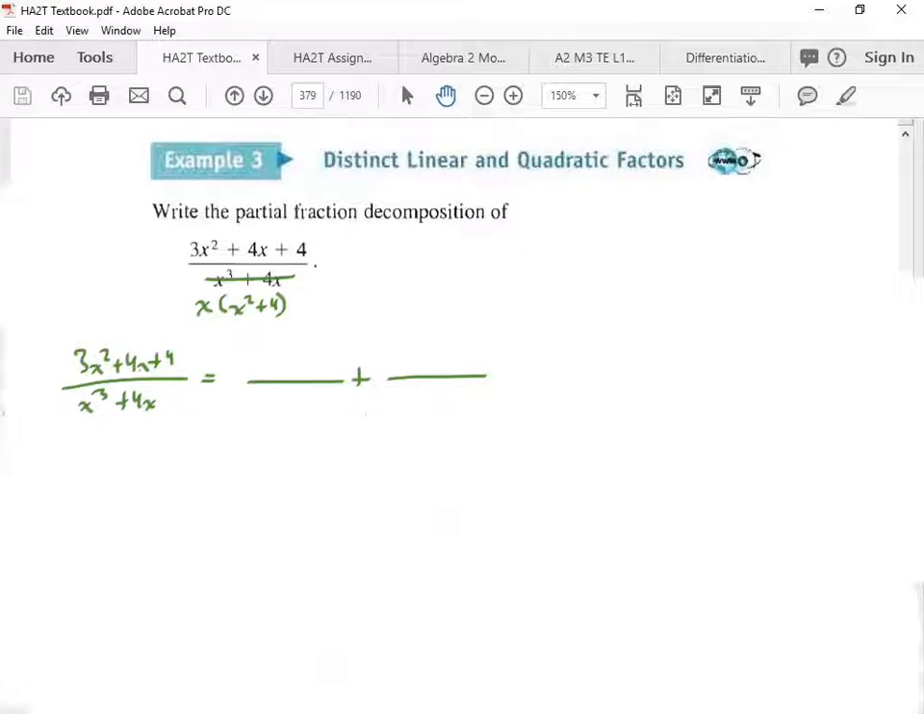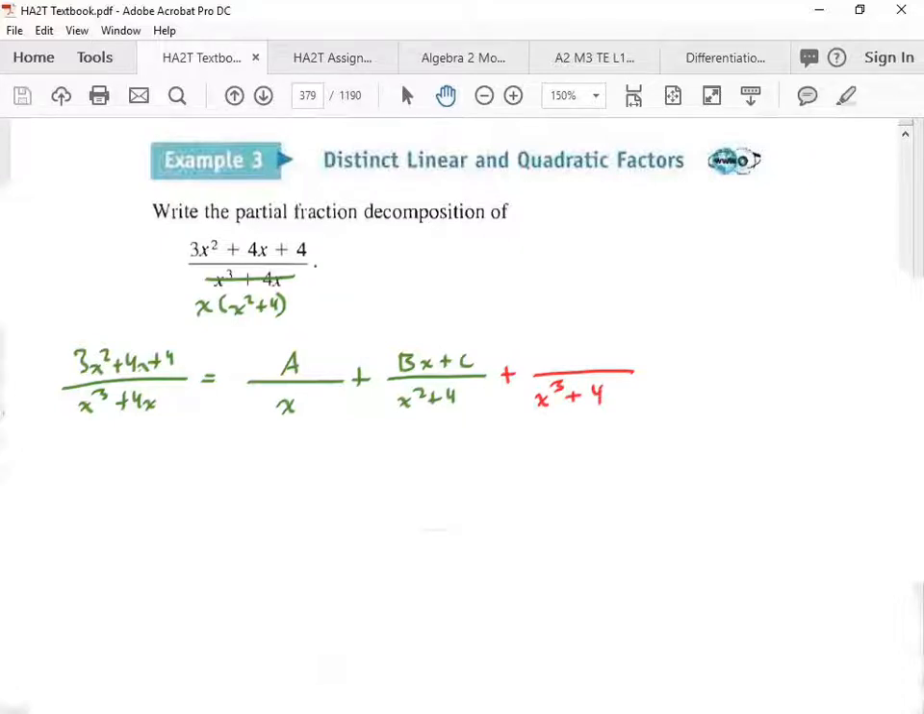Oh man, this is the weird part. We have an x right here, and then we have an x squared plus 4 right here. How do we do this? I'll show you. We put an A right here, and then because this one has a squared, you have to go Bx plus C.